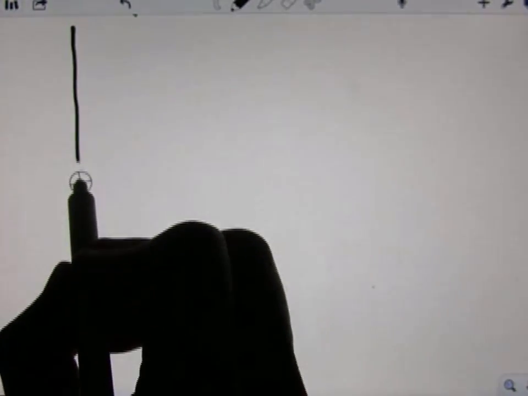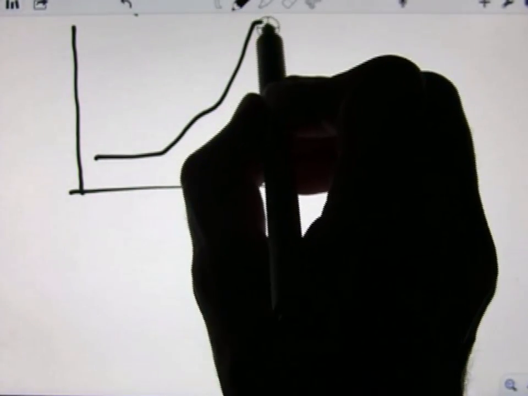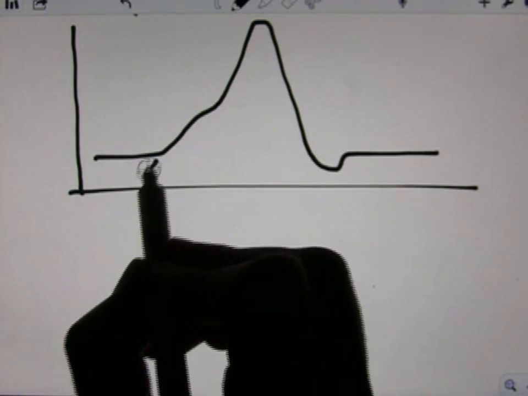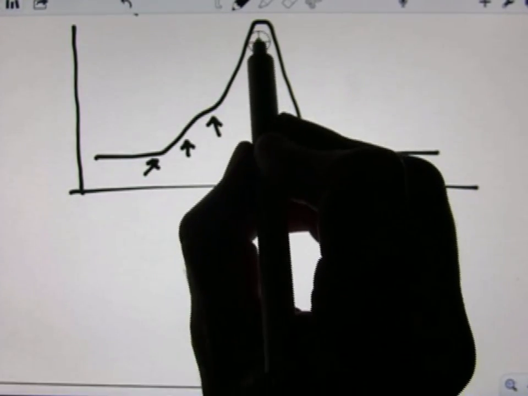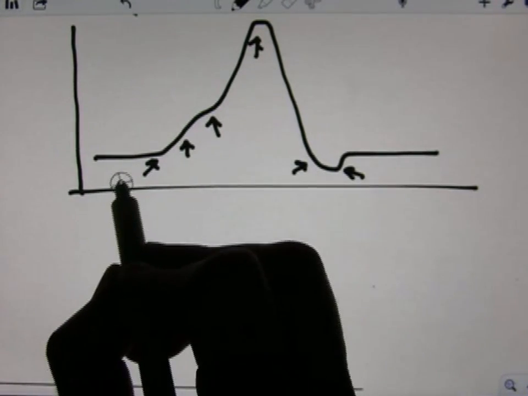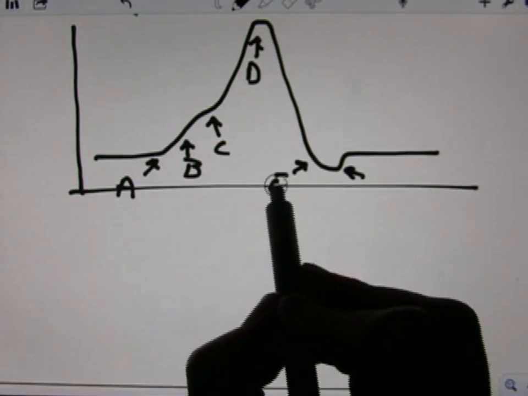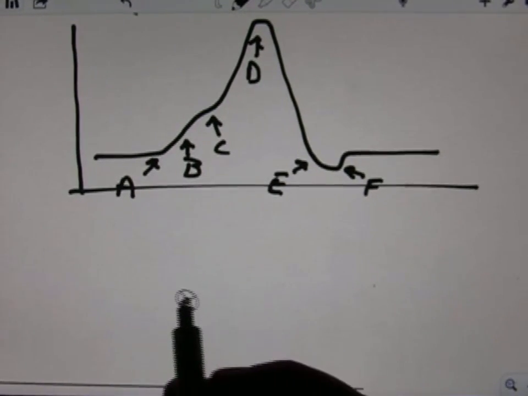Okay, now I want to put it all together. Let's put our diagram up at the top here, and we'll spread it out. And let's look at what's happening here, here, here, here, here, and here. So A, B, C, D, E, and F. Okay. And let's look at what's happening in the membrane as each of those are going on.